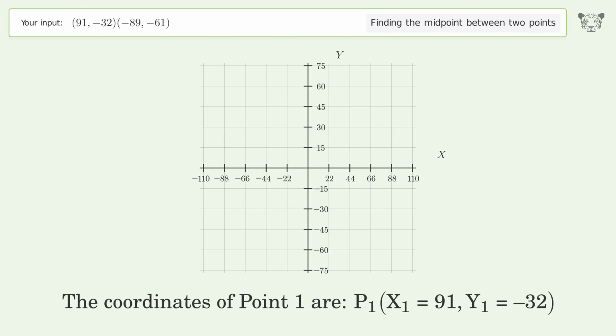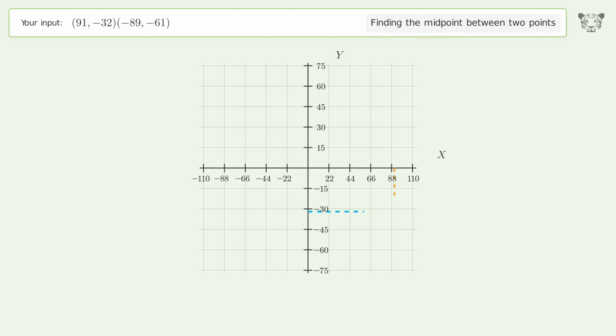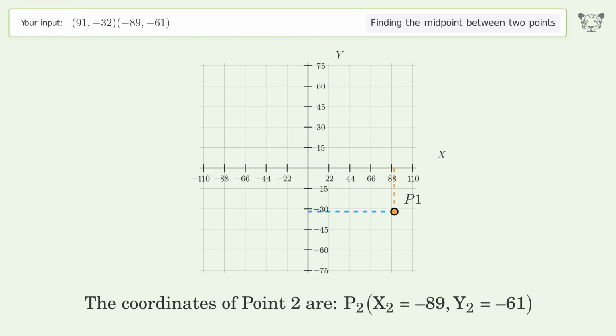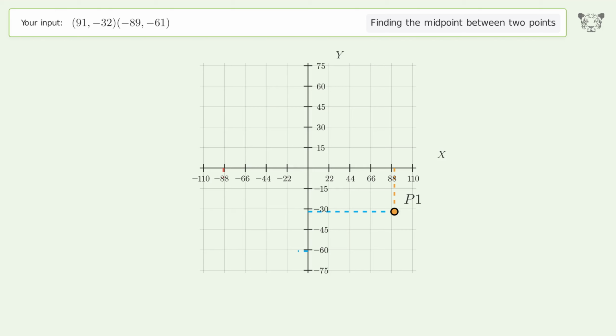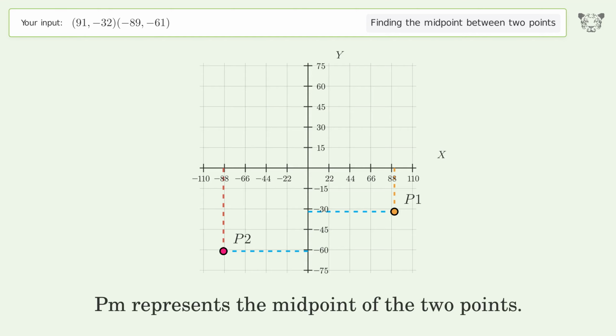The coordinates of point 1 are, x1 equals 91, y1 equals -32. The coordinates of point 2 are, x2 equals -89, y2 equals -61. PM represents the midpoint of the 2 points.